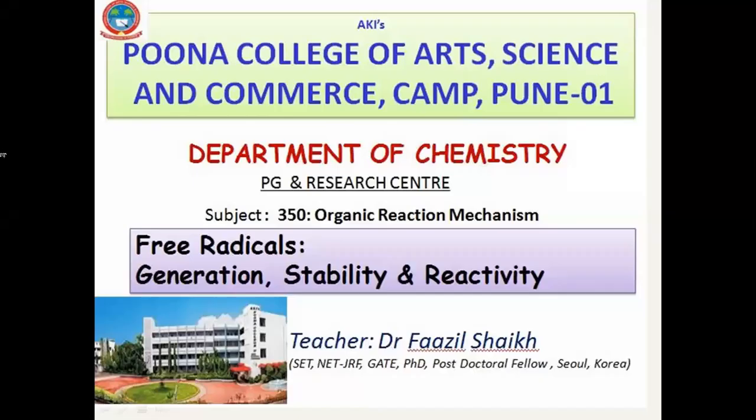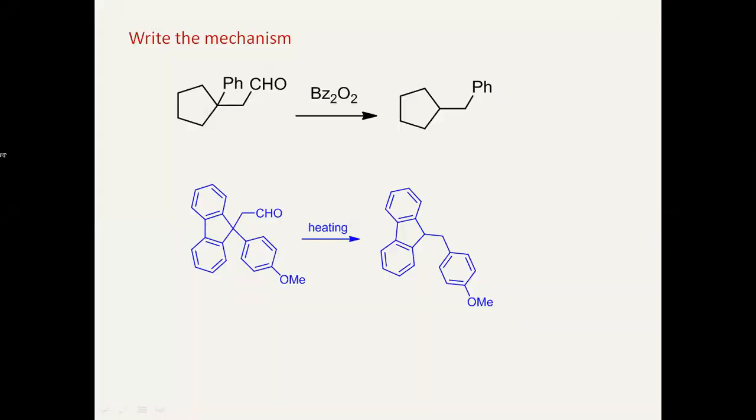So welcome to this lecture. We are discussing organic reaction mechanisms which involve free radicals as intermediates. In the last lecture, we have seen these two examples and how this product can be formed. This and this in these two reactions are discussed.